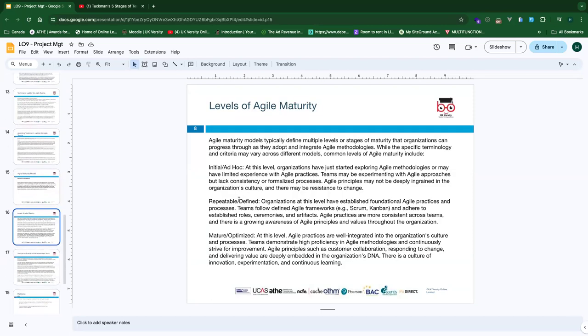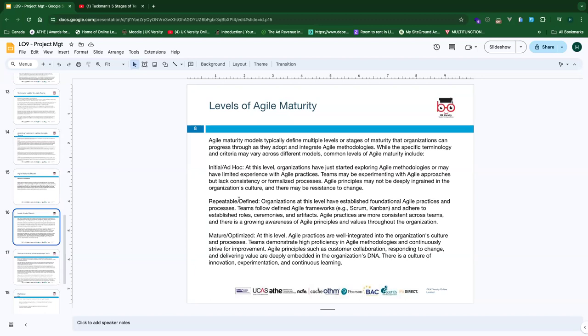So we have levels of agile maturity. So what are the levels of agile maturity? Agile maturity models typically define multiple levels or stages of agile maturity that organizations can progress through as they adopt and integrate agile methodologies. While the specific terminology and criteria may vary across different models, common levels of agile maturity include initial or ad hoc.